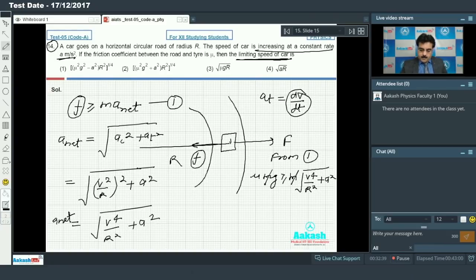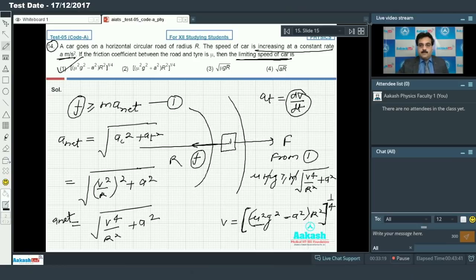So mass and mass will cancel out. I need to calculate the value of v. So on solving we'll get v is equal to mu square g square minus a square multiplied with r square, because v has the power of 4, so there will be 1 upon 4. So final answer is mu square g square minus a square whole multiplied by r square, and whole power is 1 upon 4. So my option number 1 is correct.